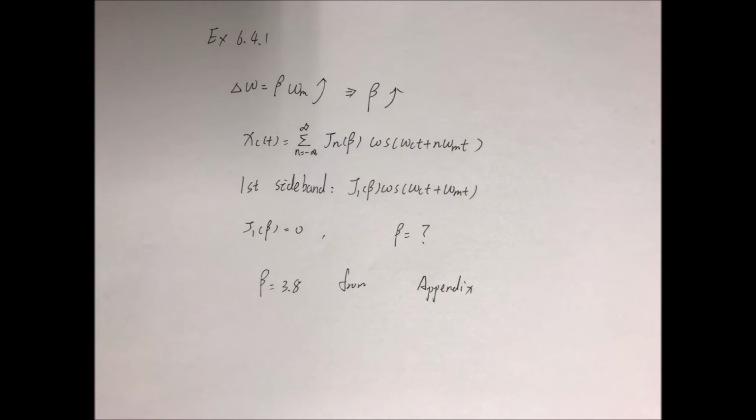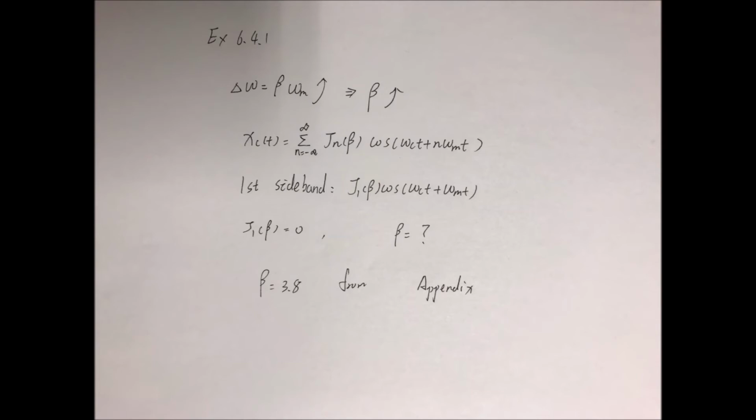The first sideband in the output goes from 0 until the first sideband in the output is 0. So let me write down my equation. Okay, xc of t is the sum over n of J_n(beta) cosine(omega c t plus n omega m t).